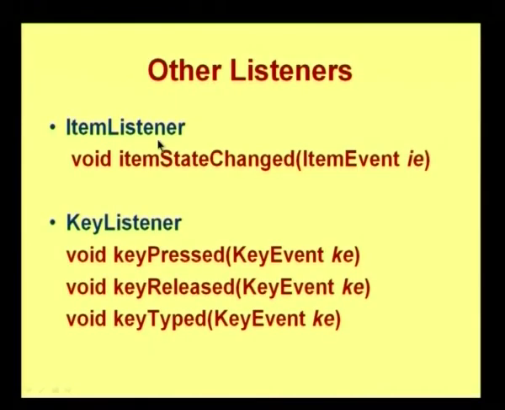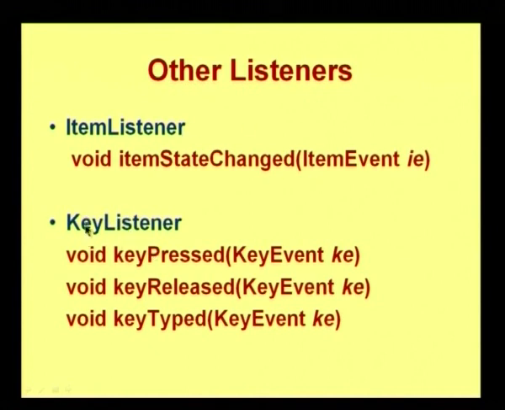Next is your item listener. Here, item listener is used when you change the value of the item. I am choosing a particular item, then automatically my item state changed method needs to be invoked. This is invoked when your event source generates an item event.